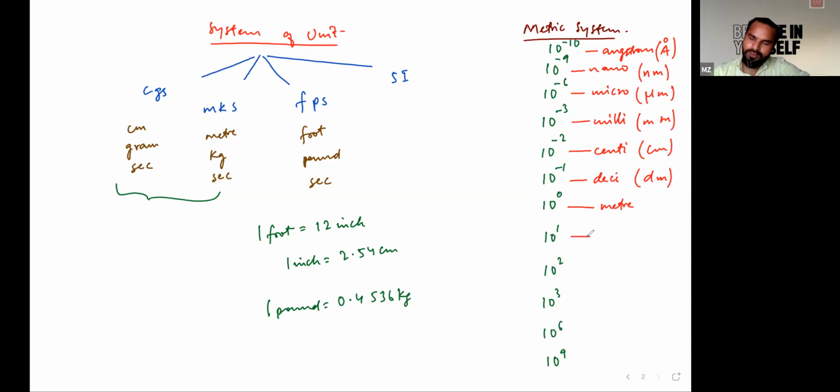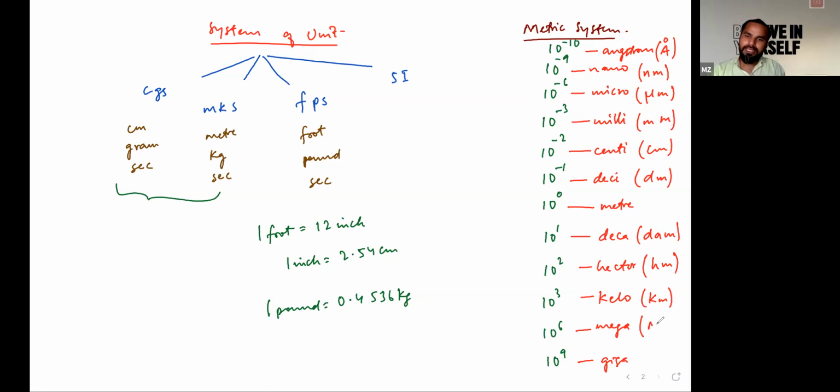On going to the higher value, this would be deca, hecto, kilo, mega, giga, and so on. Deca can be represented as dam, hecto as hm, kilo as km, mega as capital M times m, giga as capital G times m. So these are just prefixes for the measurement of any quantity.